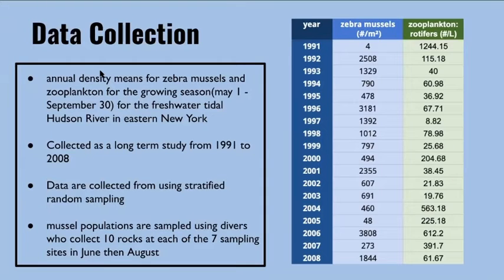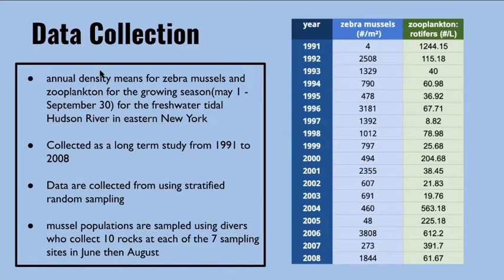So for data collection, the population which we're deriving data from are the annual means for the density of zebra mussels and phytoplankton for the growing season, which is from May 1st to September 30th. The data were collected as part of a long-term study of the Hudson River ecosystem by researchers at the Institute of Eco Studies from 1991 to 2008.